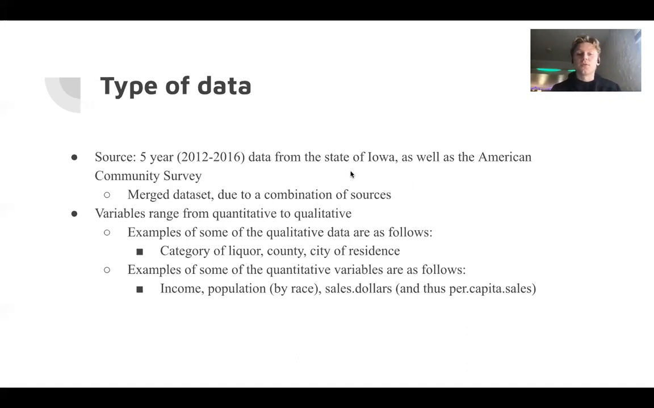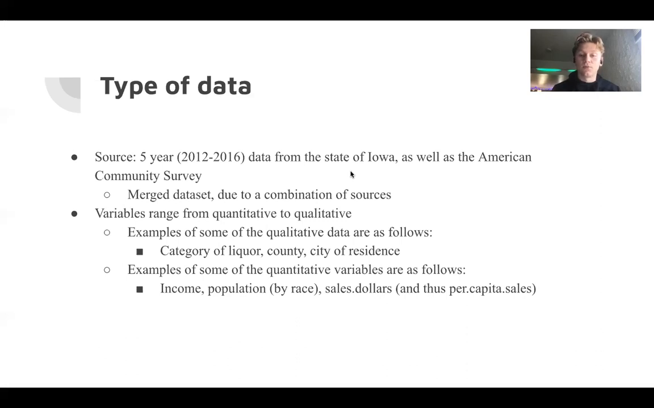Our variables range from qualitative to quantitative, and a few examples of our qualitative data are one category of liquor. This data set is subsetted into 10 separate categories of liquor, like vodka, gin, whiskey, etc. And then also we have county and city of residence variables, which are location metrics that obviously can't be assigned a numerical value.